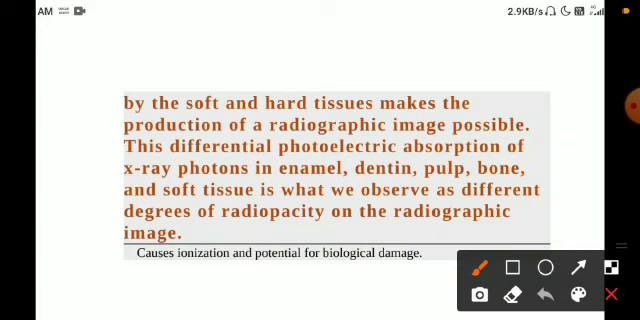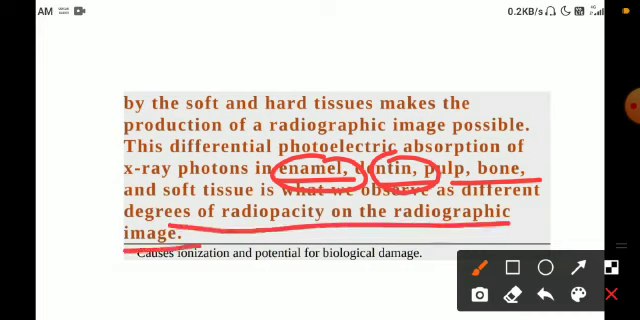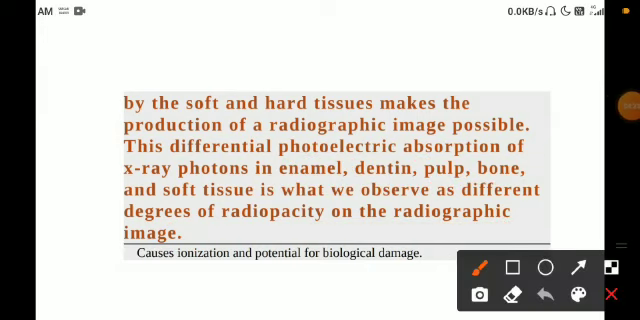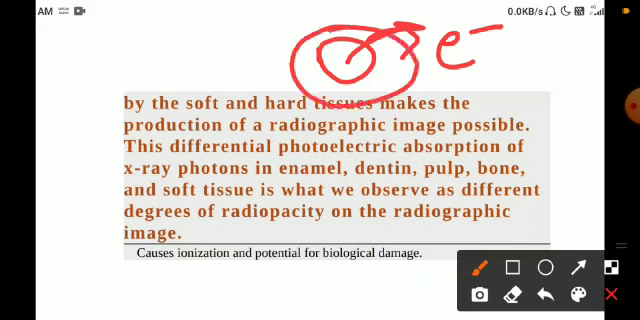So we can see different structures: enamel, dentine, pulp, because the absorption of these structures is different. Interaction with a higher atomic number is more than with soft tissues. So the degree of radiopacity on the radiograph image we can see from this difference. In this type of interaction, the electron is ejected from the inner orbit. This electron causes ionization of the atoms, so this radiation has ionization potential for biological damage.